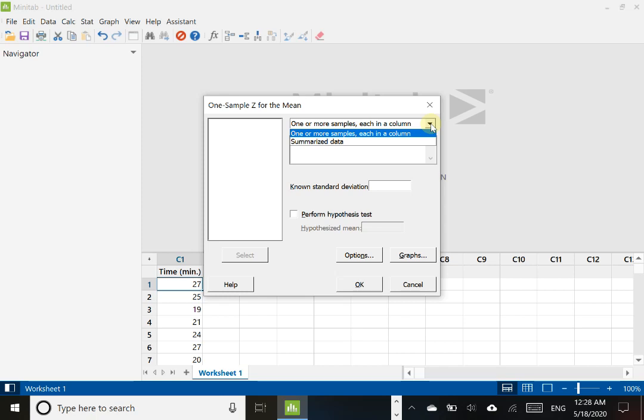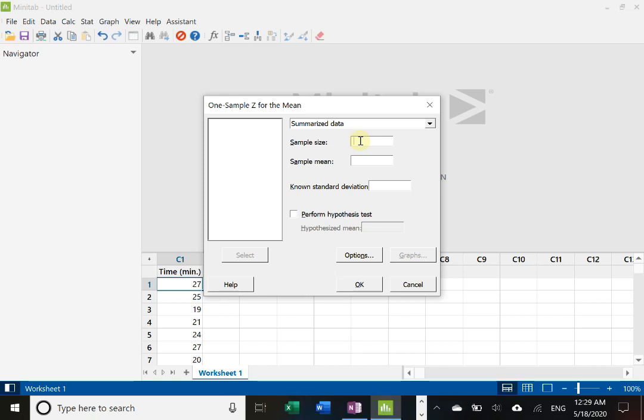Remember, in example 1, we didn't see the data, we had summary information. So I'm just going to go with summarized data. It says, well, what was the sample size? If you remember in example 1, the sample size was 20. So I'm just going to type 20 here. Our sample mean was 85.5.